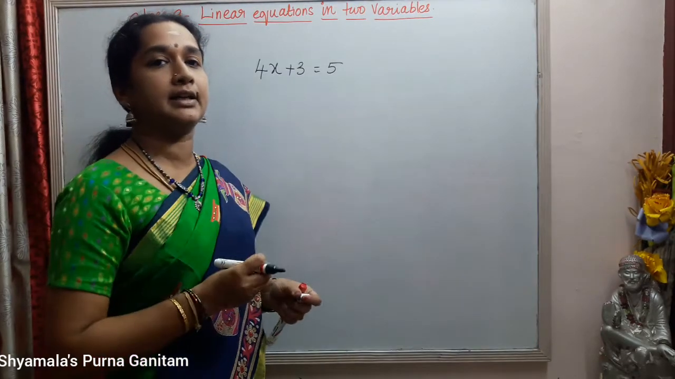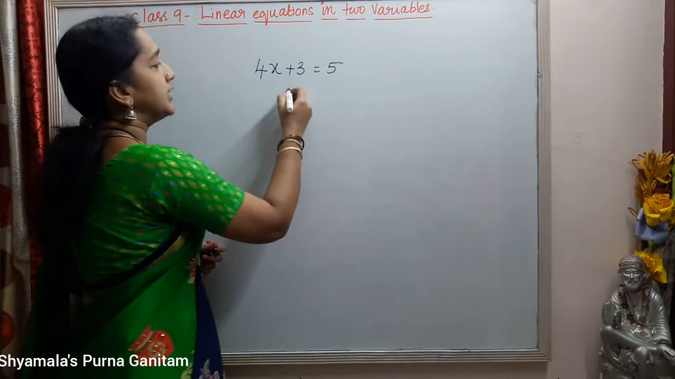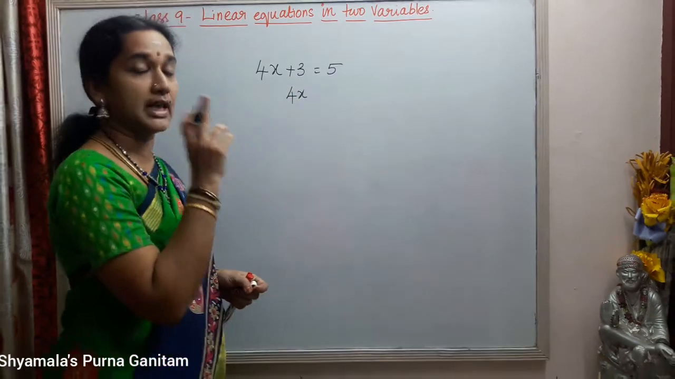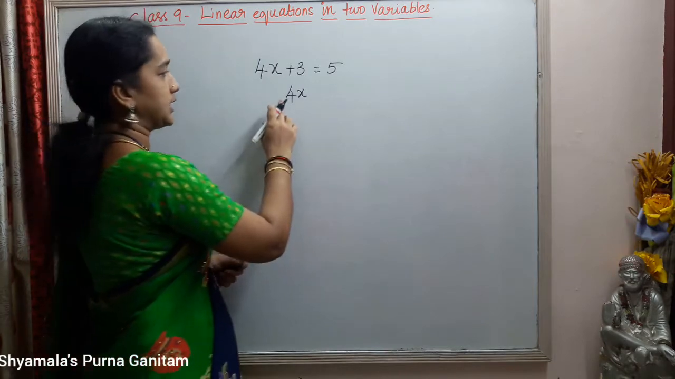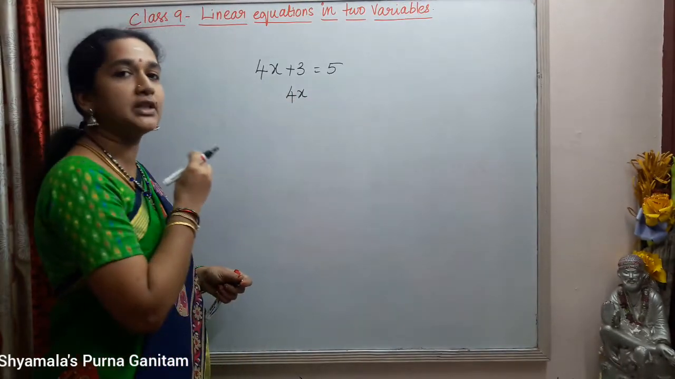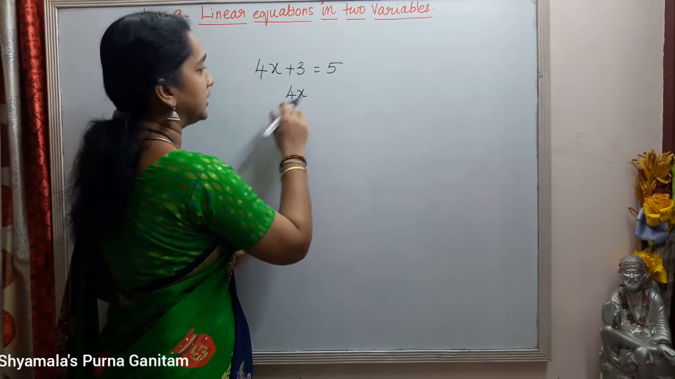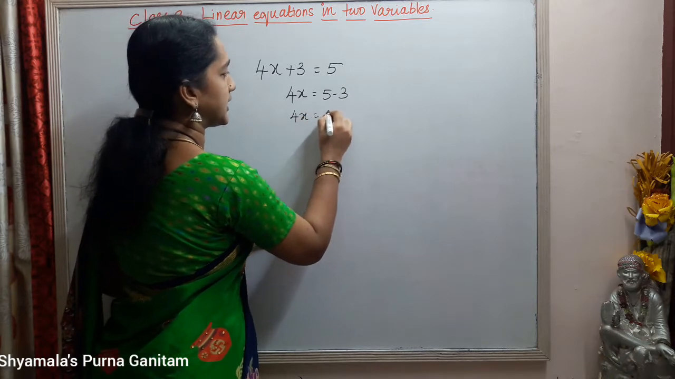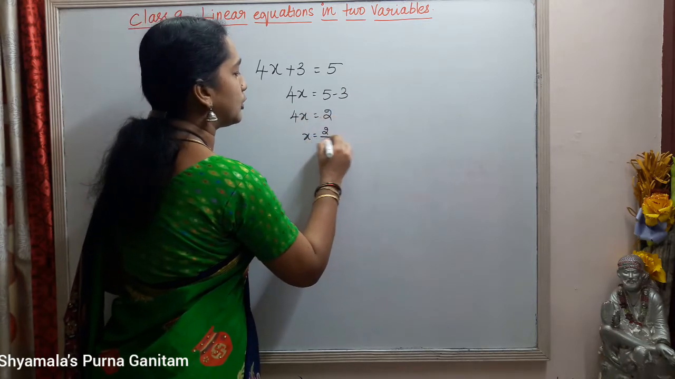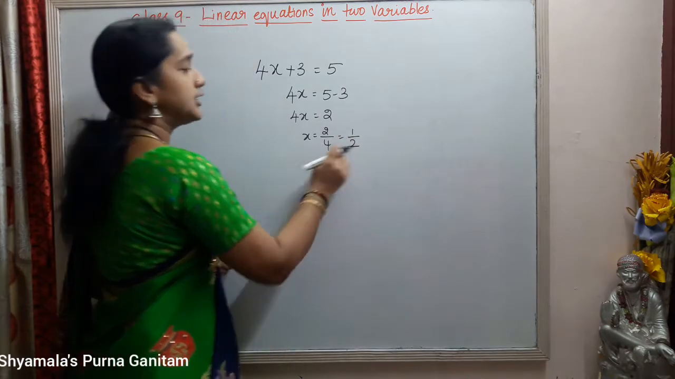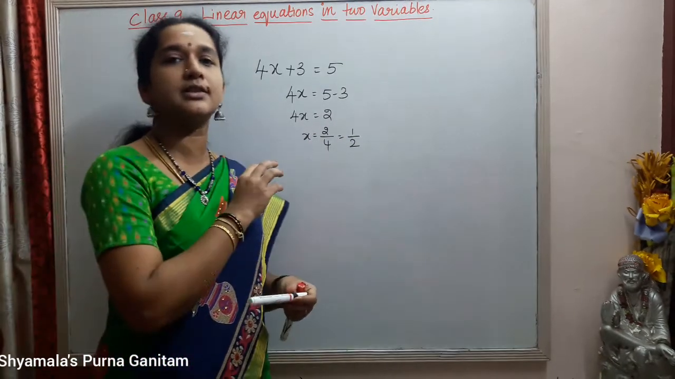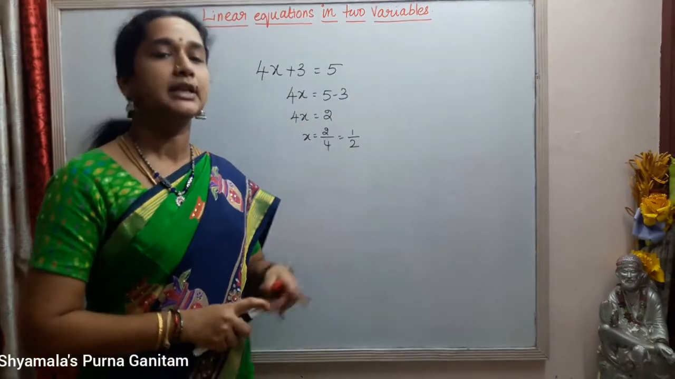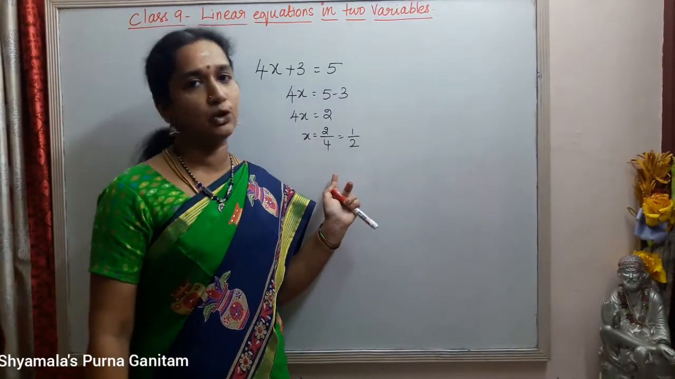For this linear equation in one variable, the root or the value of x will be only 1. There will be only one solution for this. If you want to find the solution, this has to be simplified. So 4x is equal to 5 minus 3. So 4x is equal to 2, x is equal to 2 by 4, that is equal to 1 by 2. So the x value is 1 by 2. This is the solution or root for this linear equation in one variable. All these things we have learnt in our lower classes.